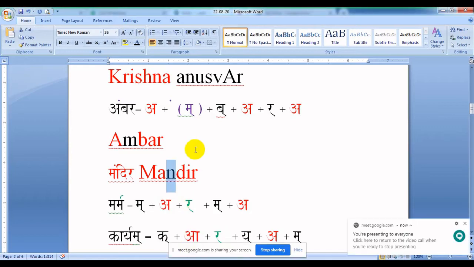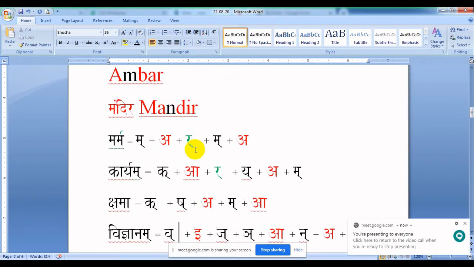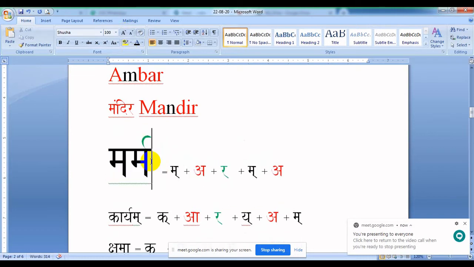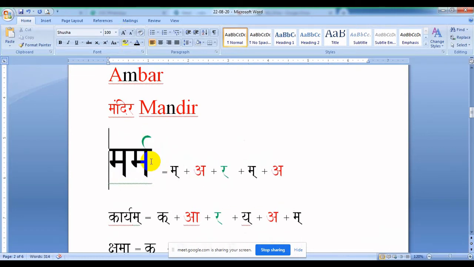Now here you can check, the next word is marma. Students, this is a very important thing for those who are struggling with pronouncing this ref. You can see it in this word, marma. I am just increasing the size of this word. Pay attention. Yeah, please, can anyone read this word for me? What is written here?